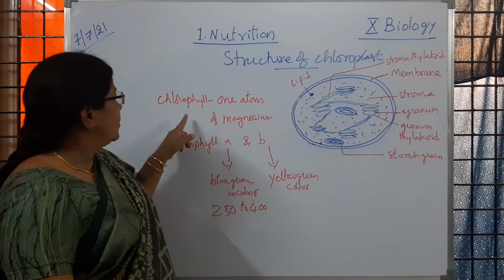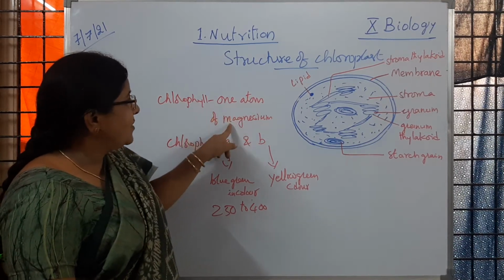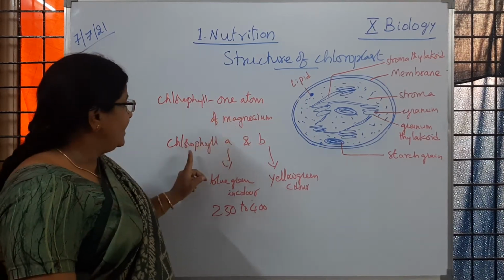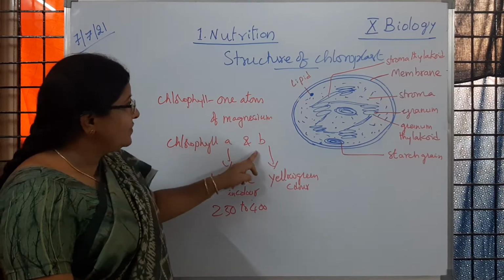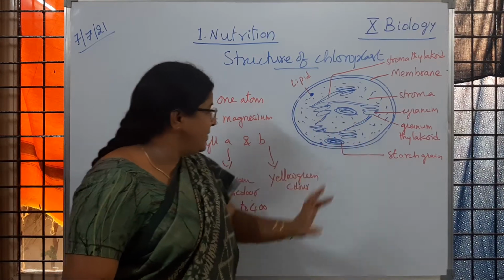So now chlorophyll is a pigment. It contains one atom of magnesium. Okay, and chlorophyll A and chlorophyll B are present, which are associated with the thylakoid membrane. I said.